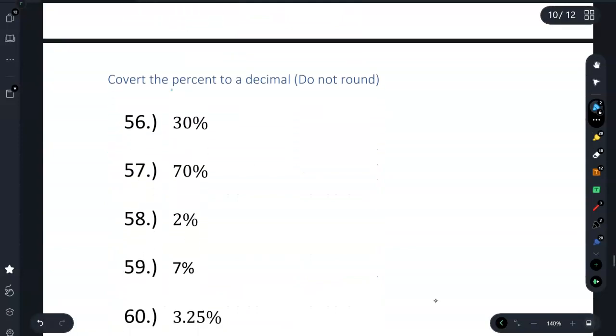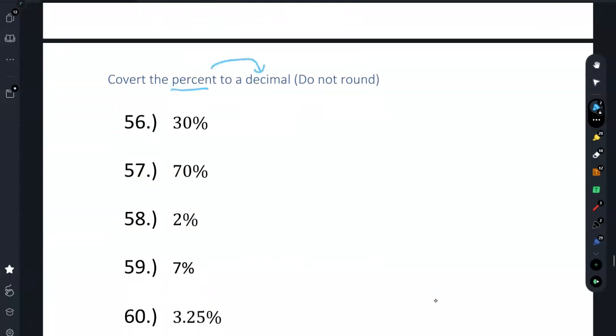So if we're starting with a percent and we're going to a decimal, we're going to do the exact opposite. We're going to move the decimal 2 times to the left. And these are going to start moving faster.